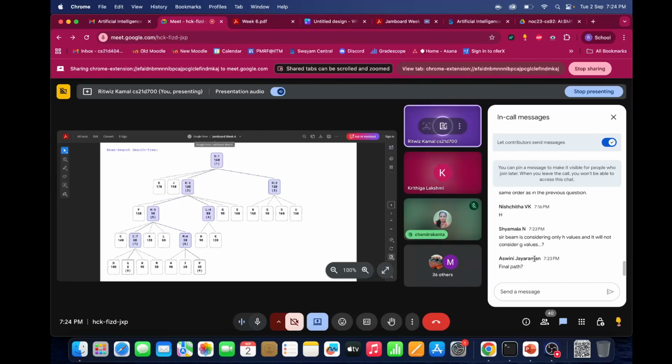Okay, so to address two more things before we move on to the next question. Beam is considering only H values. Yes, we are given in the question that we have to define the beam, or fill in the beam, using the heuristic value alone and not the G values. If the question says otherwise, using some other specification, we can follow that.